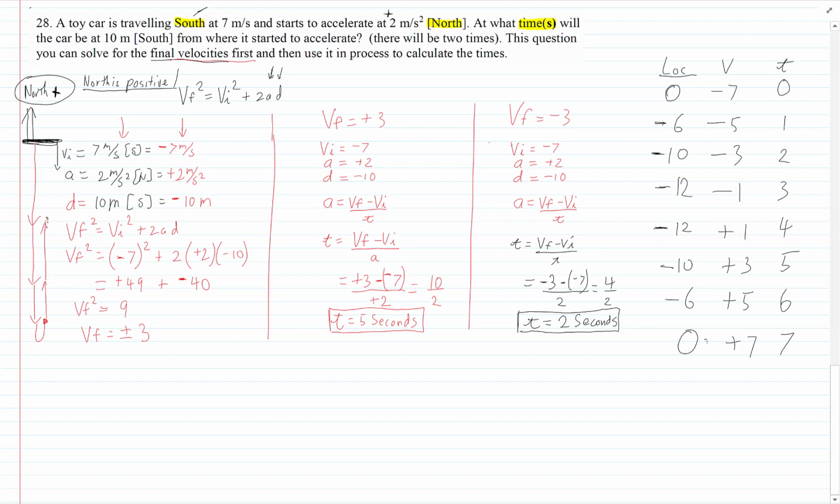So there's my 7 arrows, and we wanted to know, in fact, at what time are we here? At what time are we at negative 10? And we're at 2 locations, 2 times we're at negative 10, 2 and 5. So we didn't really need to do the formulas here. We could have tried to do it visually, and because these numbers are nice, we could have done it visually and found out that the location that you're at is negative 10 twice.